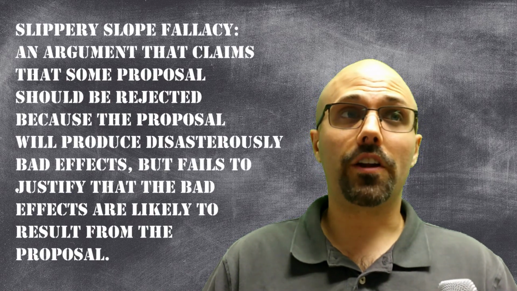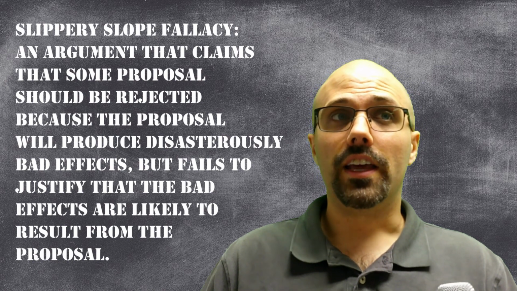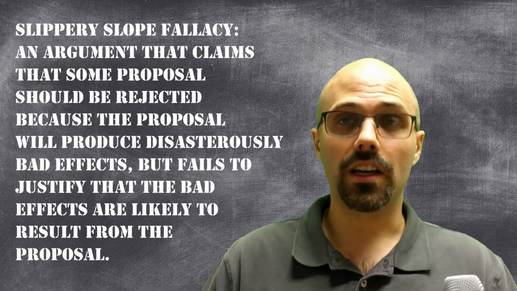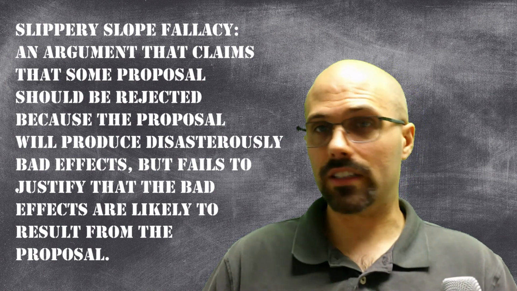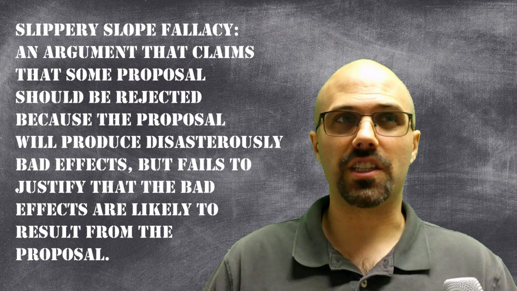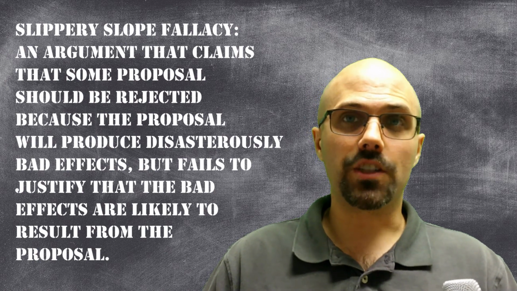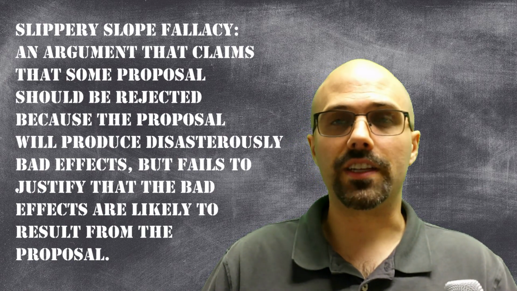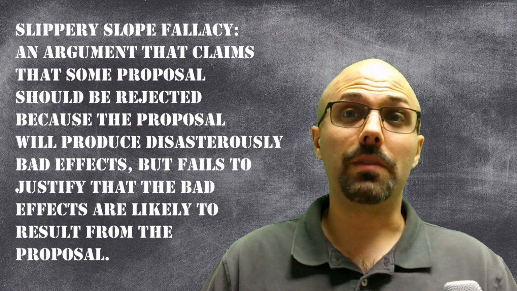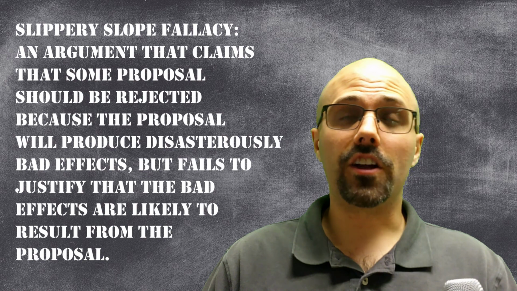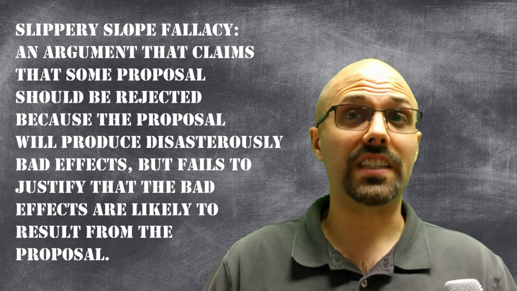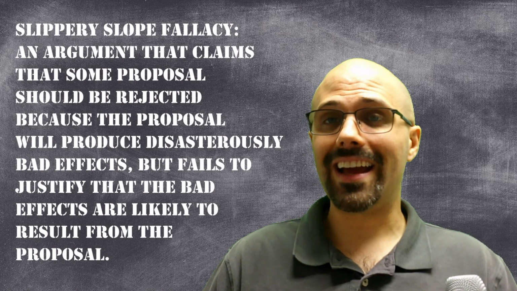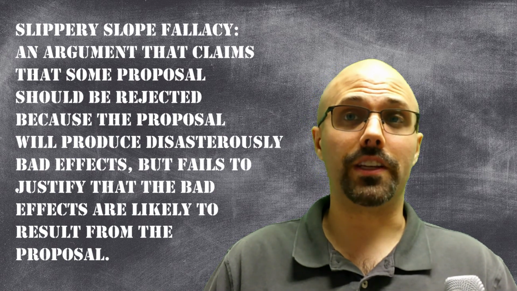The slippery slope argument suggests that a proposal is going to produce some kind of disastrously bad result, and so because of that bad result, we should not do the proposal. We should resist the proposal. In principle, if a proposal is going to produce a bad result, that would indeed be some reason not to do it. What makes the argument a slippery slope fallacy is that the argument doesn't supply you with sufficient justification to believe that the bad result or the disastrously bad outcome is actually likely to follow from the initial proposal.